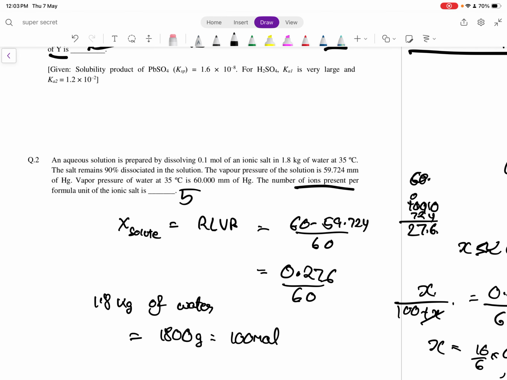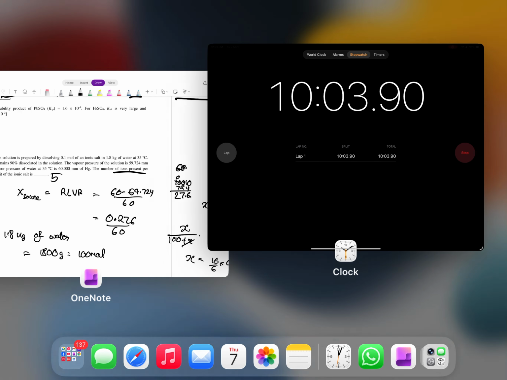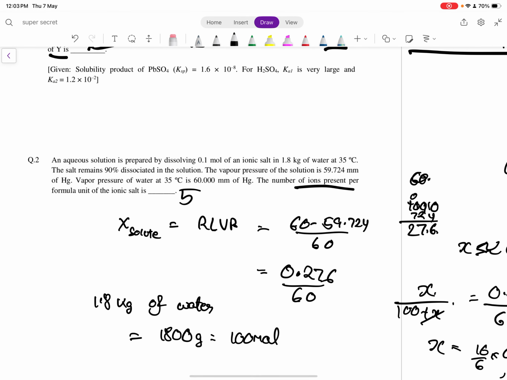That took some time. I actually did not lap it, so whatever. Is the answer correct? Question 2 is 5, yeah.